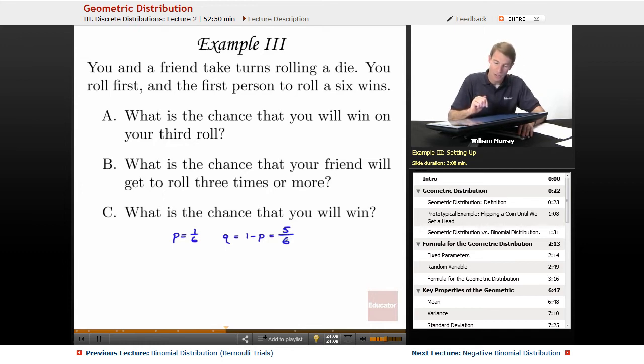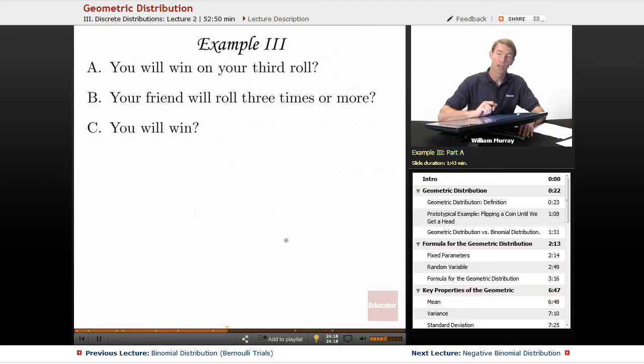And now let's go ahead and answer these 3 questions. I didn't really leave myself enough space on this slide, so just hang on to this. I'm going to go to the next slide and we'll answer the questions. So the first question is that you will win on your third roll. So let me remind you that you get to go first. So you roll first, and then your friend goes, and then you roll, and then your friend goes, and then you roll, and so on like that. So if you're going to win on your third roll, that means that we have to get that 6 on the 5th turn of the game.